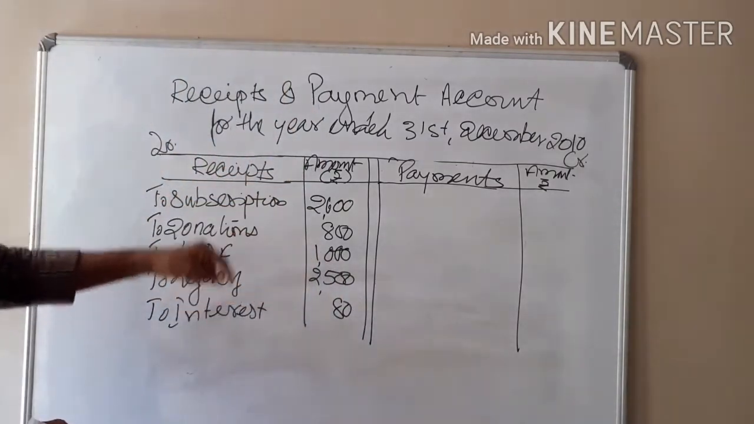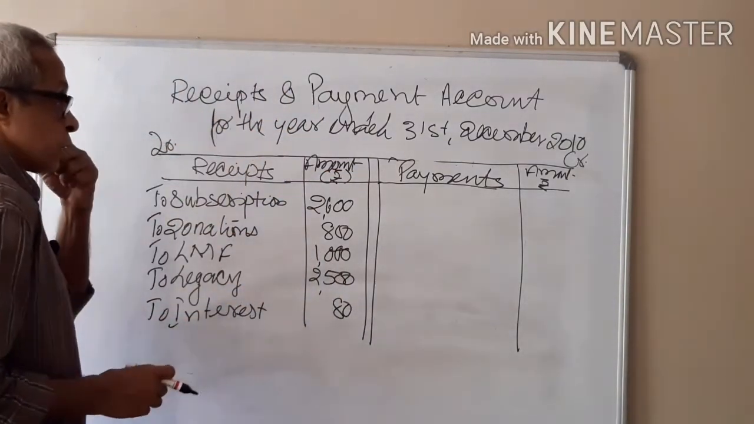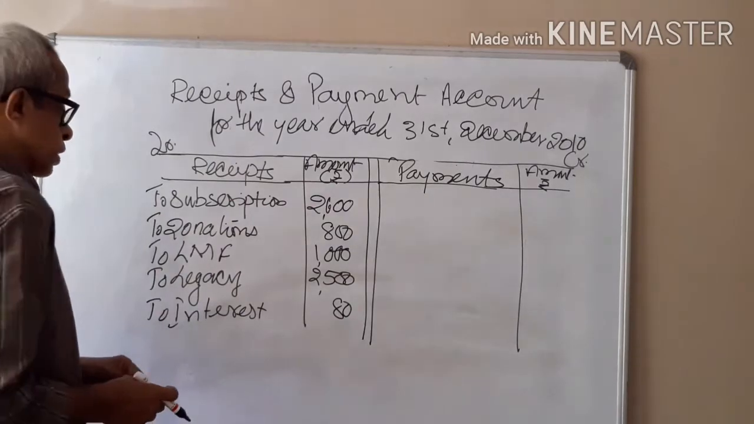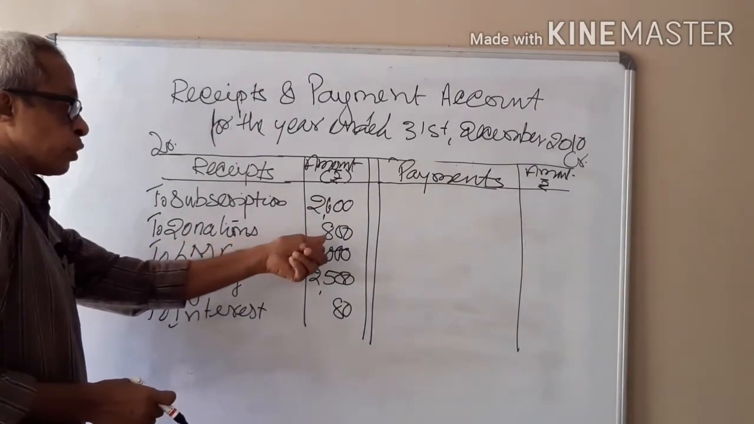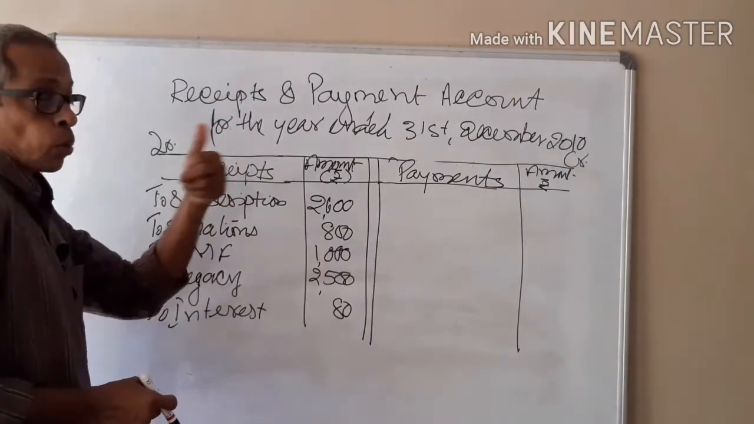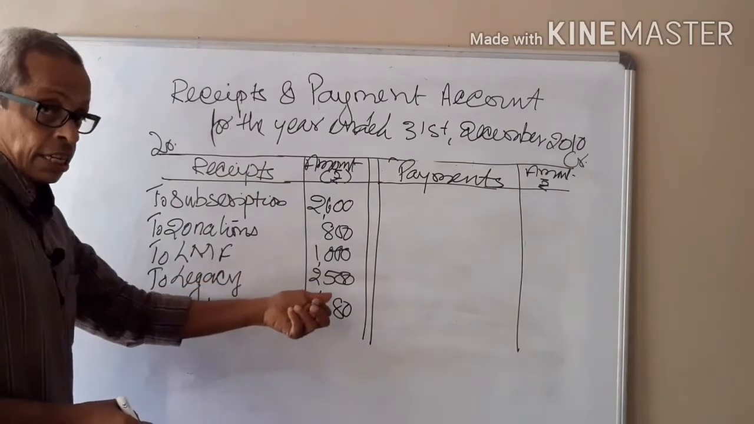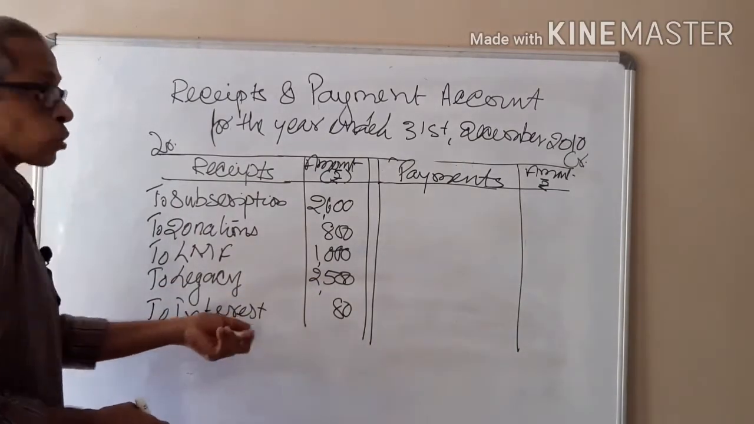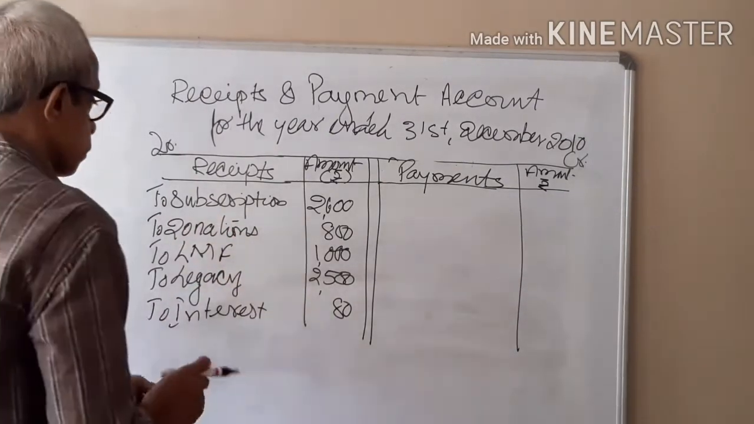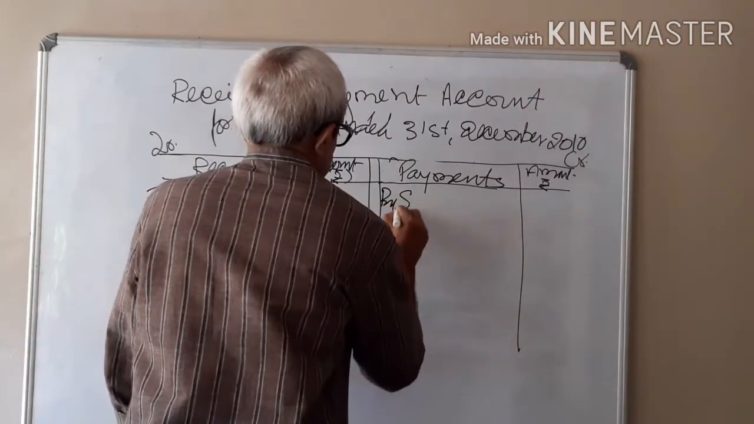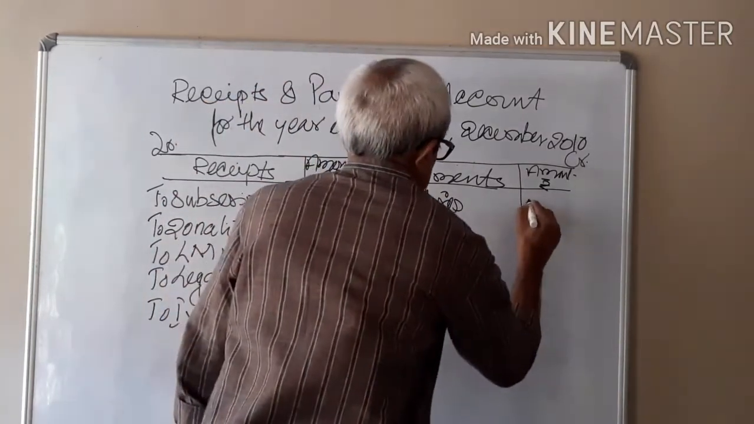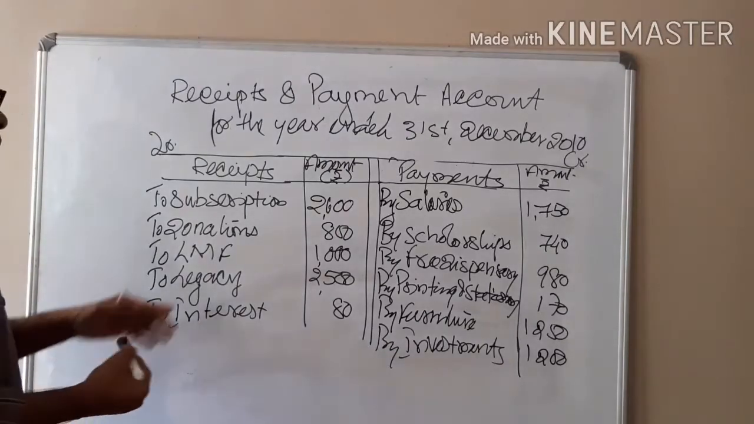These are the receipts of this particular financial year. Total amount of subscription received during the year is 2600. Total amount of donations received during the year is 800. Total amount of life membership received during the year is 1000. Total amount of legacy received during the year is 2500, and the total interest received, actual receipt in cash, is 80. Payments is by salaries. Salaries is 1750.